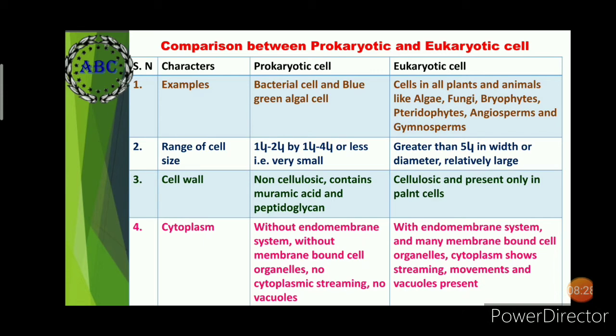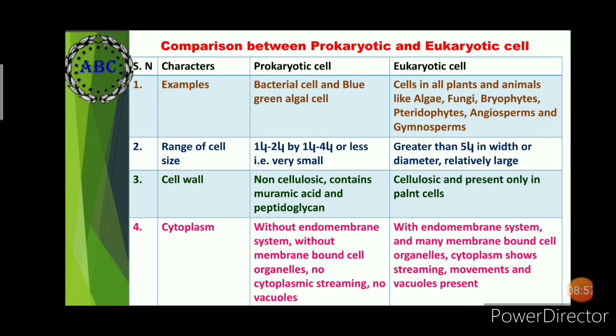In the cell size, eukaryotic cells are greater than 5 microns in width and diameter, relatively very large cells. Cell wall is non-cellulosic and contains muramic acid and peptidoglycans in prokaryotes, whereas in eukaryotes, the cell wall is made up of cellulose and present only in the plant cells. Animal cells are not cellulosic.